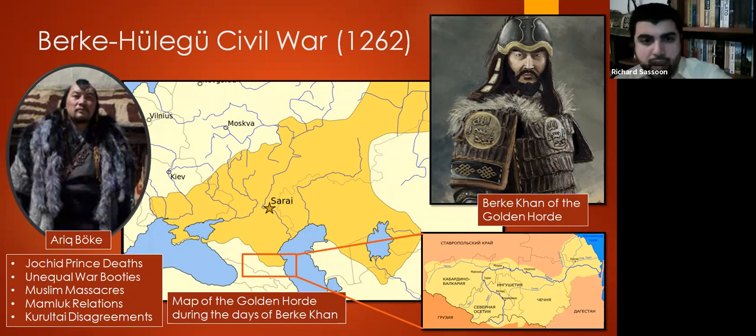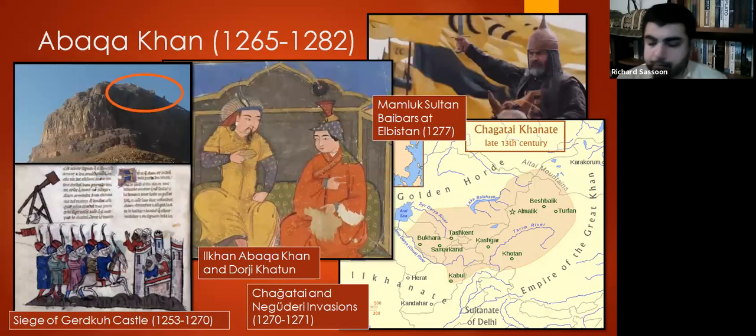And so it went into the reign of Abaqa Khan. And Abaqa was Hülegu's son, and he considered himself now the Ilkhan of the Ilkhanate, this Perso-Mongolic empire, and that was sort of his orientation. So the first thing he wanted to do was finish the wars of his father.